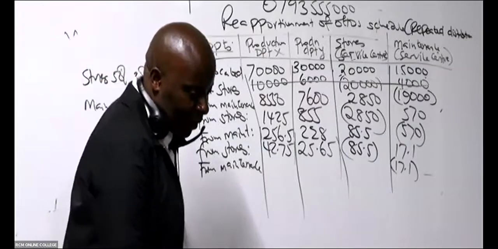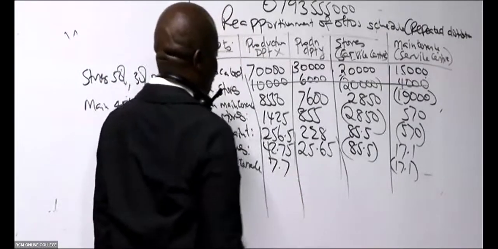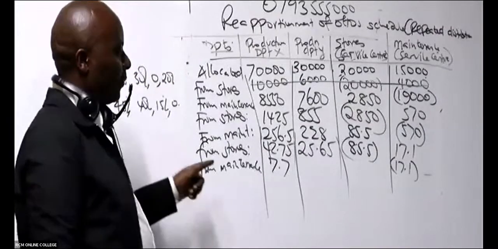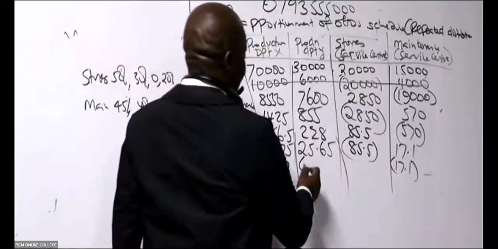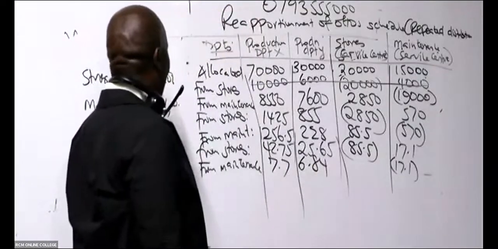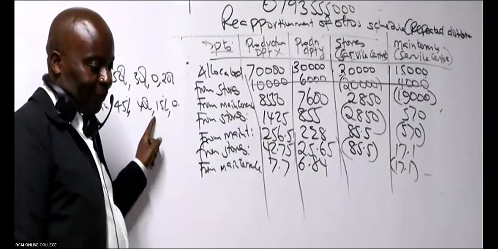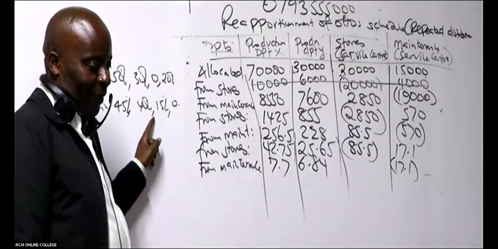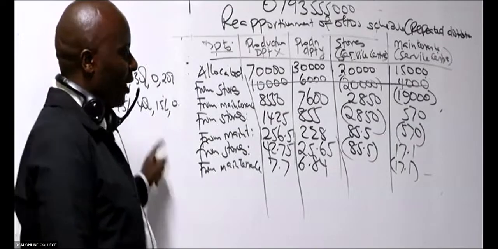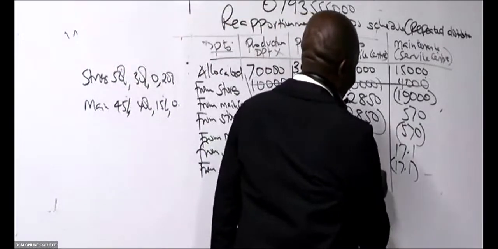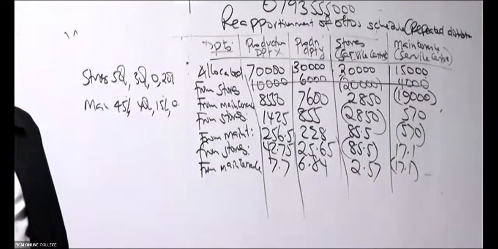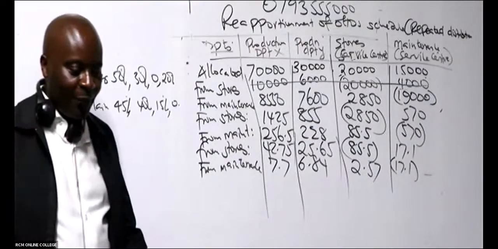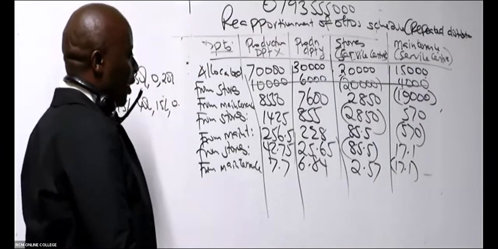The first one is 7.7. Thank you so much. And then we have 40%, 6.84. And then we have, ladies and gentlemen, 15%, 2.57. Have we finished? Not yet. We shall redistribute until we get 0 point something. So the journey continues. And we shall do it. So I say from where?